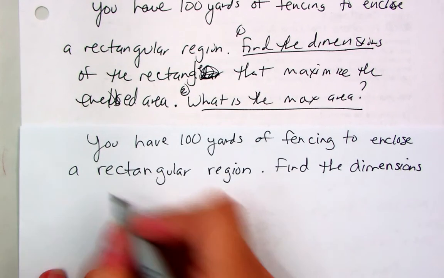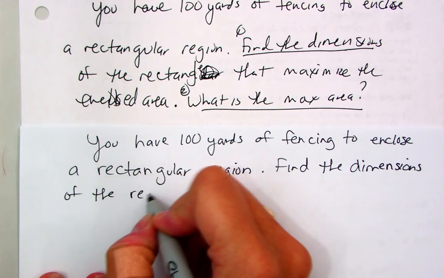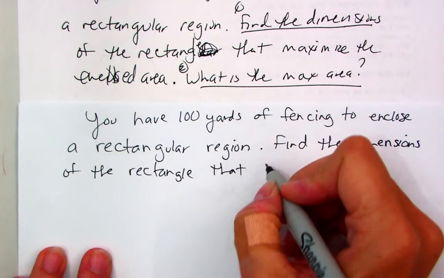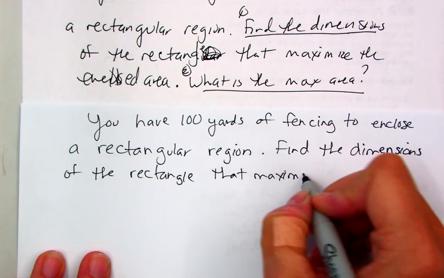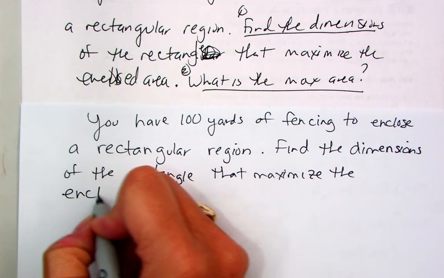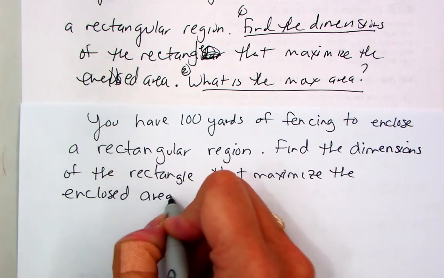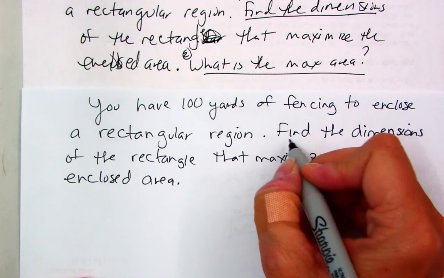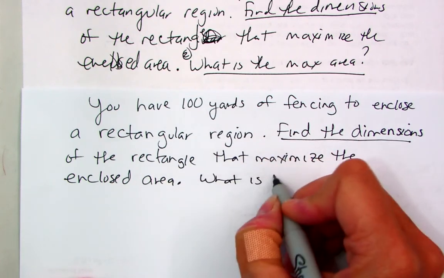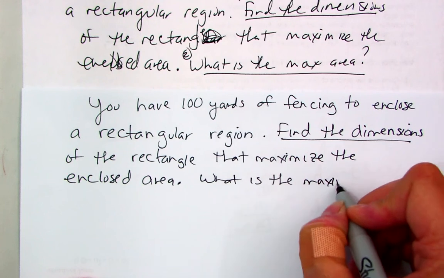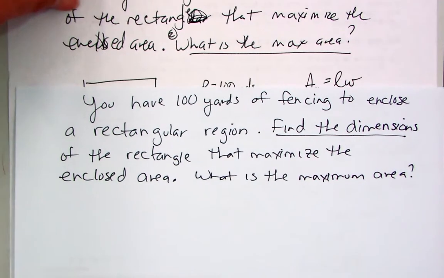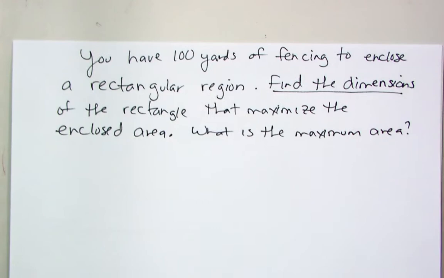Find the dimensions of the rectangle that maximize the enclosed area. You would never believe that's what that said. That was one thing. Here comes the second one. What is the maximum area? Wow, that was sad. Sorry.